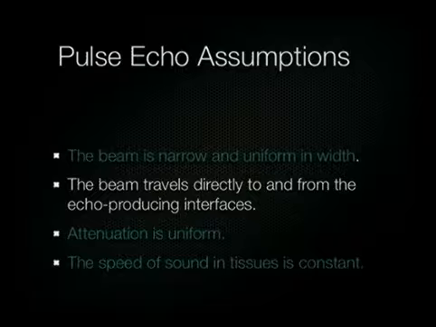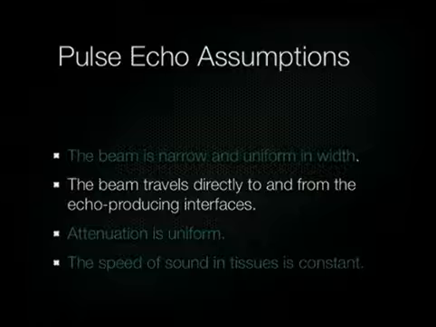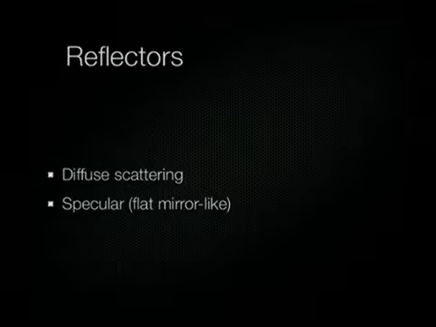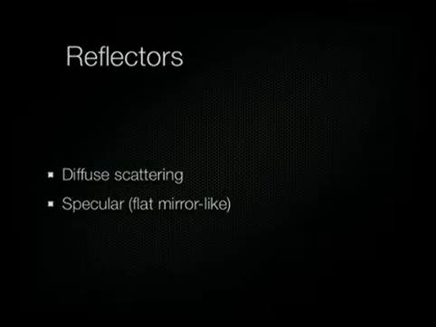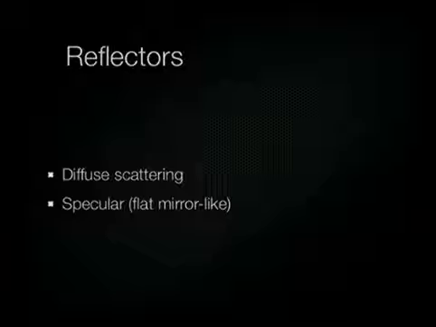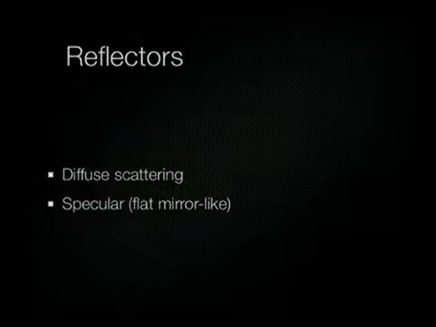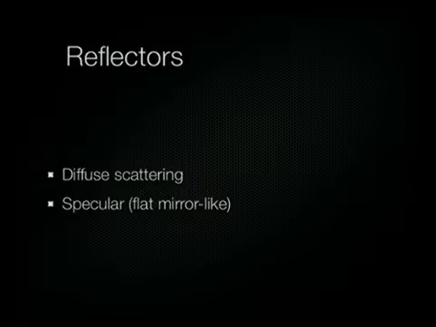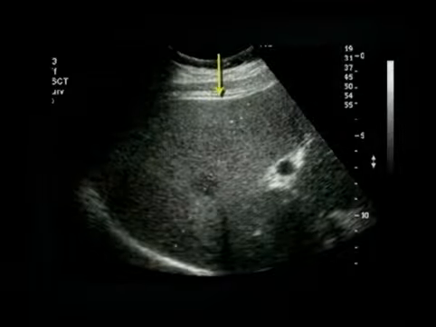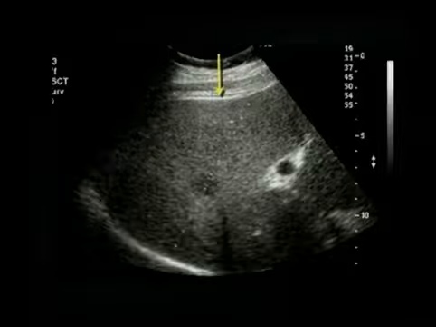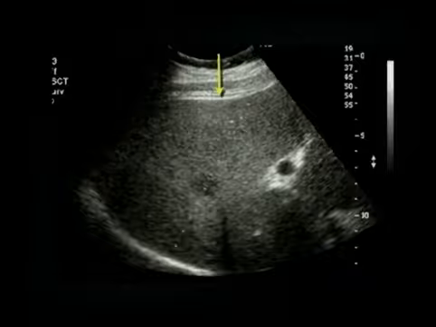Another assumption involved in ultrasound is that the ultrasound beam travels directly to and from the echo-producing interfaces. This then brings us to a discussion of what kinds of structures reflect sound and serve as acoustical interfaces. There are two types of reflectors: diffuse scattering reflectors and large mirror-like or specular reflectors. Diffuse reflectors arise from very small interfaces, smaller than the wavelength of the ultrasound used to produce the image.